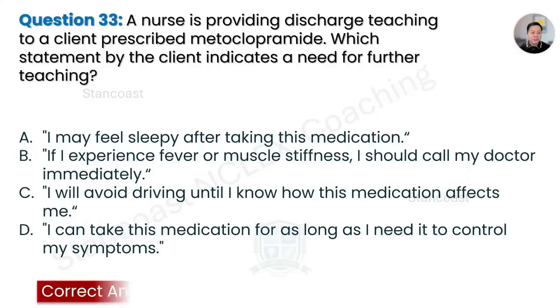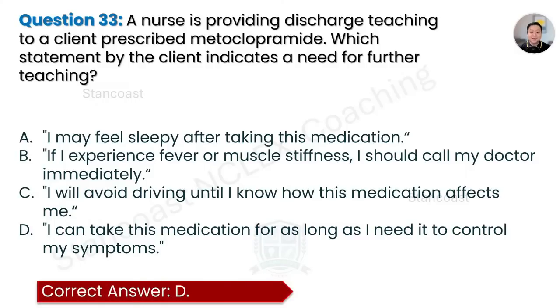The answer should be letter D, because long-term use of metoclopramide can lead to serious side effects such as tardive dyskinesia, and it should only be used for the shortest duration necessary under close supervision. So in this question, you focus on the risks of prolonged use for drugs like metoclopramide and choose the option that conflicts with safe medication practices.